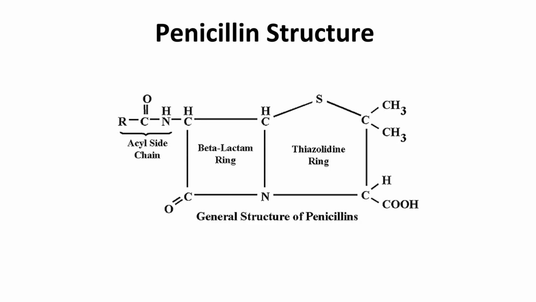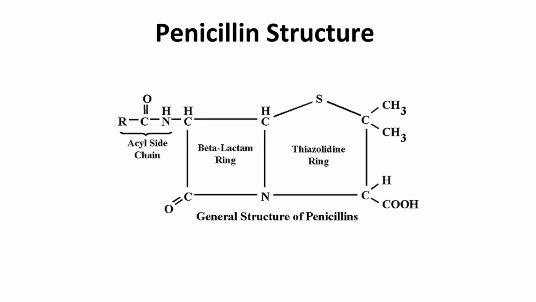The diagram also shows the atomic arrangement with carbon, nitrogen, hydrogen, and a carboxylic acid group labeled as C, N, C, H, and COOH. Understanding this structure is important because the beta-lactam ring is essential for penicillin's antibacterial activity.